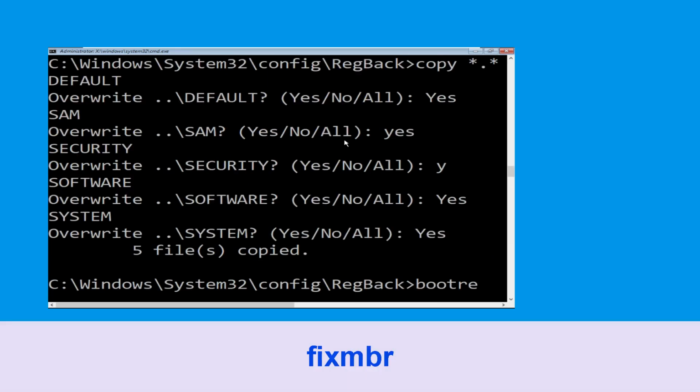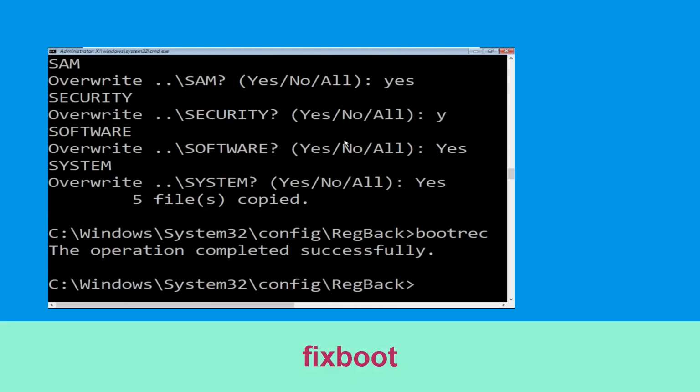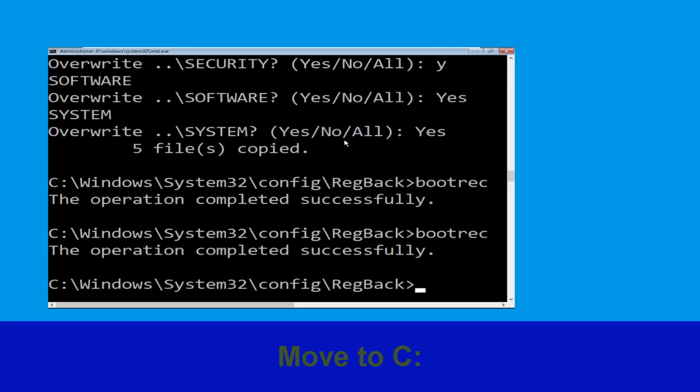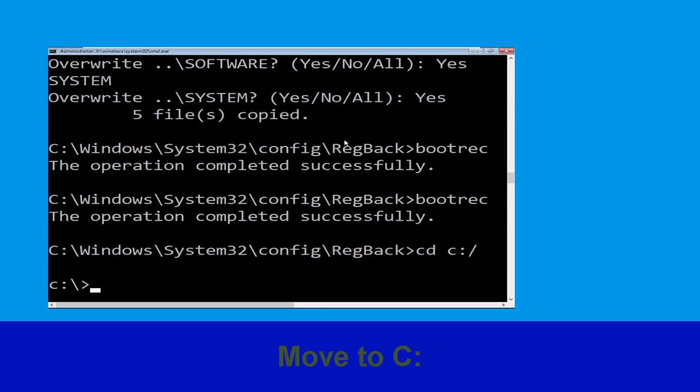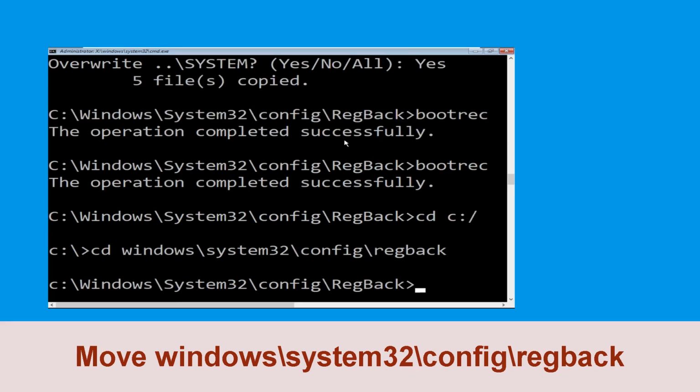Now type bootrec space /fixmbr and hit enter to execute the command. Type bootrec space /fixboot and hit enter. Now type in cd space c:/ and simply hit enter to execute the command. Now execute this command. Type cd space Windows/system32/config/regback, then simply hit enter to execute this command.